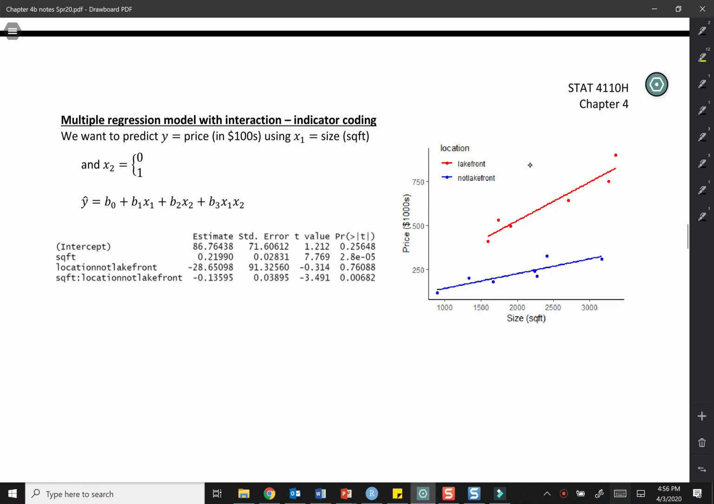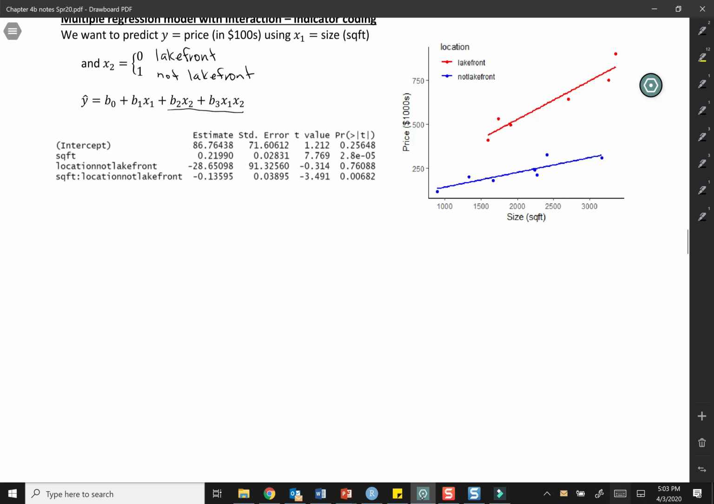Now that we've decided to include an interaction in our model, let's be a little bit more formal about interpreting these coefficients. So again, we're going to be using the defaults in JMP, so we can see the default here is that lakefront is 0 and not lakefront is 1. And our regression equation has an interaction term in it. We've got that x1 times x2 term, and then we can see in the output that we have coefficients for each of those terms.